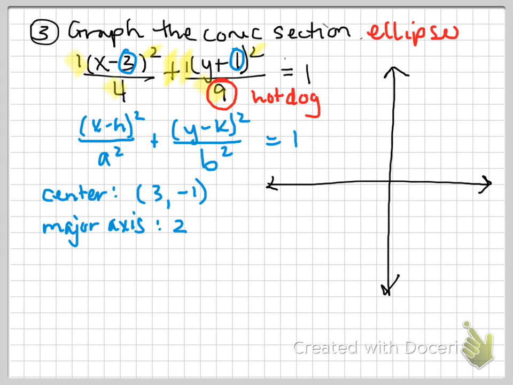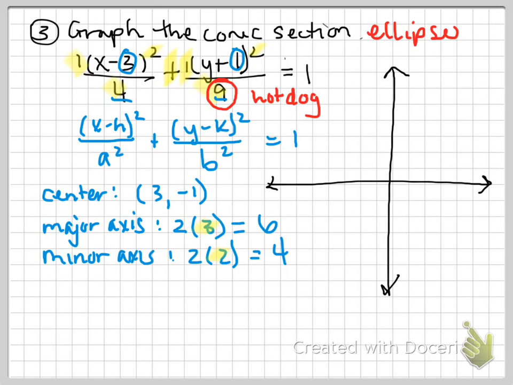My major axis is going to be 2 times b, because this is a hot dog style. So b is 3, so my major axis is going to be 6 units long, and my minor axis is going to be 2 times 2, and that's going to give me 4. So I'm getting 3 from the square root of 9, and this 2 right here came from the square root of 4. Okay?